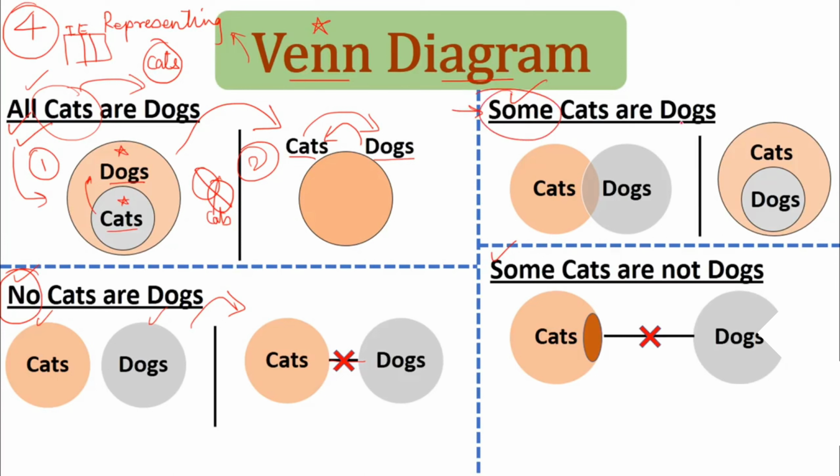Some cats are dogs. That means that there are cats in the world, which are pink, and there are dogs in the world, which are blue. Blue circle, pink circle, and some of the cats, so part of the cat community, are dogs. That is the reason we overlap these 2 circles. Now over here we say some of the cats are dogs. Same way we can say some of the dogs which overlap with the cats, some of the dog community is also cat. So when you draw this diagram, it is 2 ways. Some cats are dogs and some of the dogs are cats.